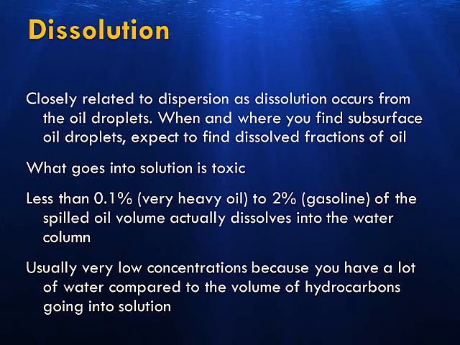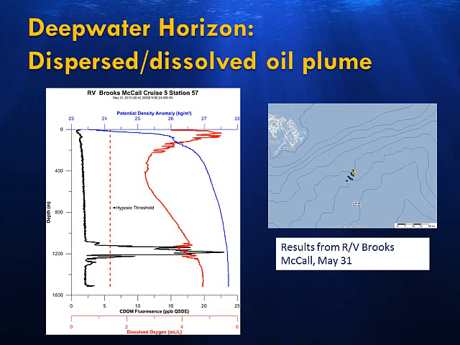Typically, the types of compounds from oil that tend to dissolve are your lighter weight compounds, and they can often have an acute toxicity. A higher proportion of gasoline can typically dissolve in the water column than heavier oils. But not much overall. So this is an example from Deepwater Horizon of both dispersed and dissolved compounds.